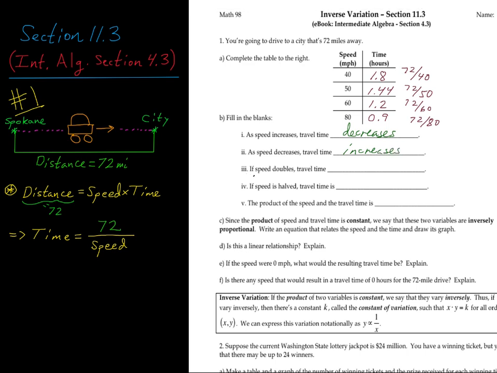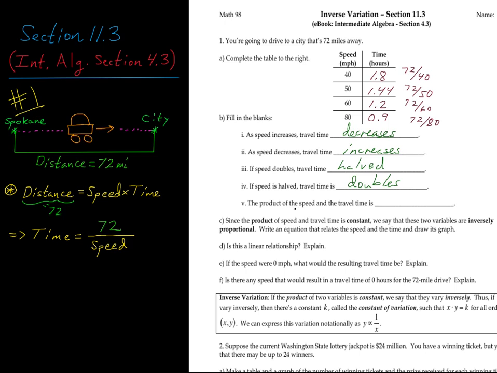For the next part, if the speed were to double, travel time does what? If I double my speed from 40 miles per hour up to 80, I can see my travel time is going to be halved. It takes me half as long to get there. So travel time is halved here. And if speed were halved, so if I went from 80 down to 40, of course that's going to take me twice as long. So here travel time would double.